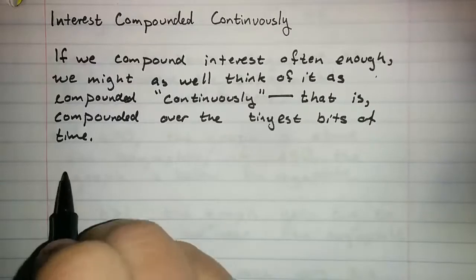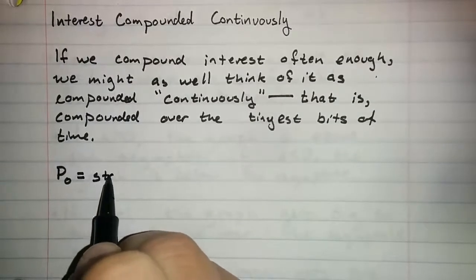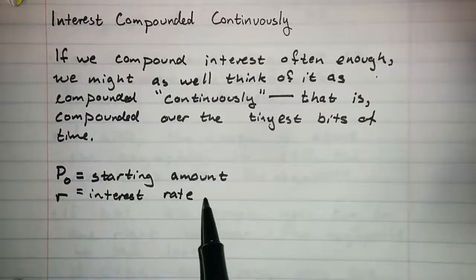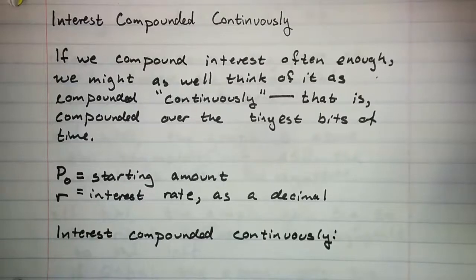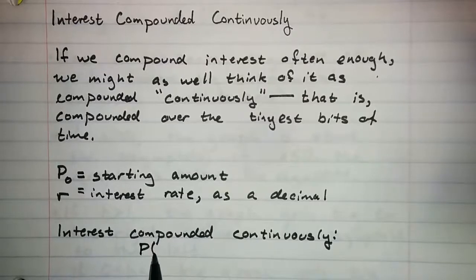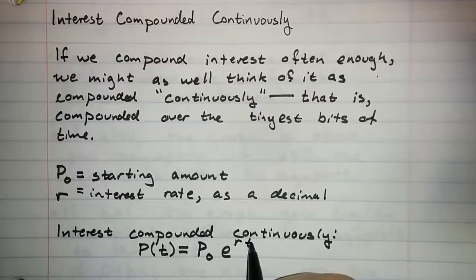What are the quantities we're interested in? We're still interested in the starting amount. And we're still interested in R, the interest rate, as a decimal. But now, of course, we have no interest in N, because N is just as big as we'd like. For interest compounded continuously, we have the form, the principal at time t is equal to the starting principal times e to the R times t.